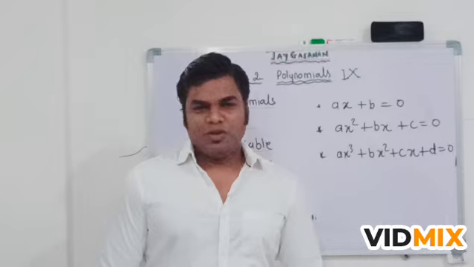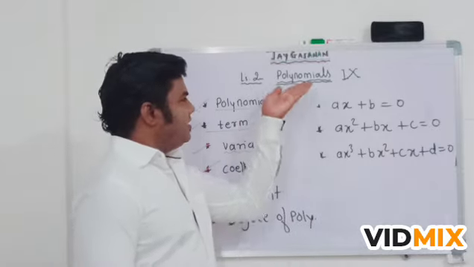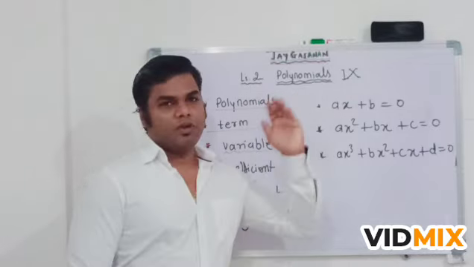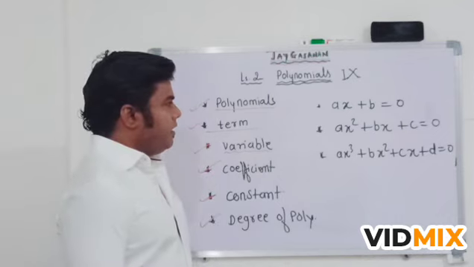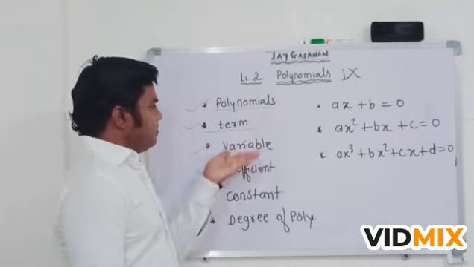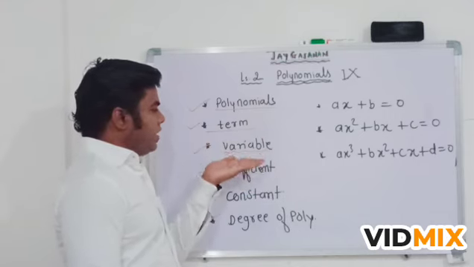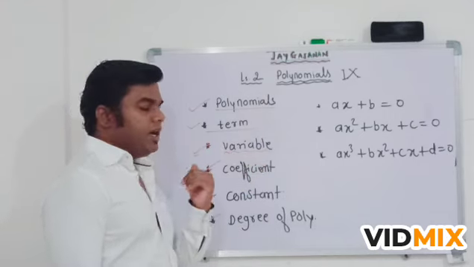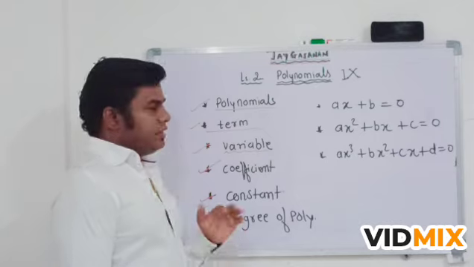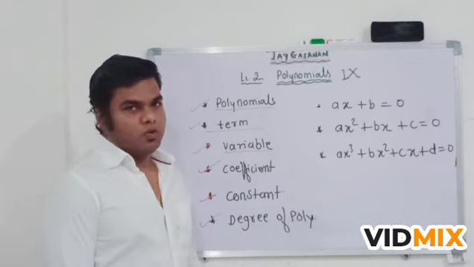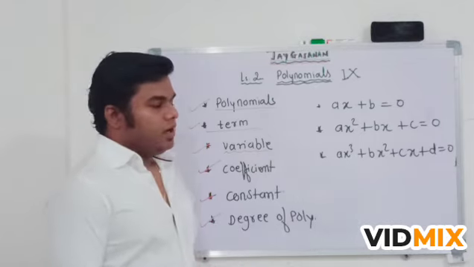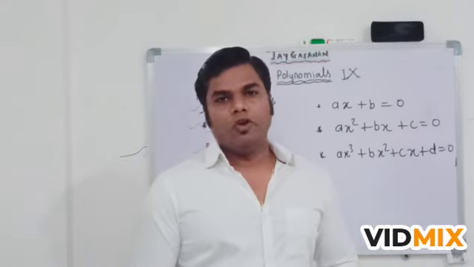So teachers, today we are going to see lesson number 2, polynomials from class 9. These are the subtopics which we are going to discuss: polynomial, term, variable, coefficient, constant and degree of a polynomial. So the very first thing is, what is polynomial?